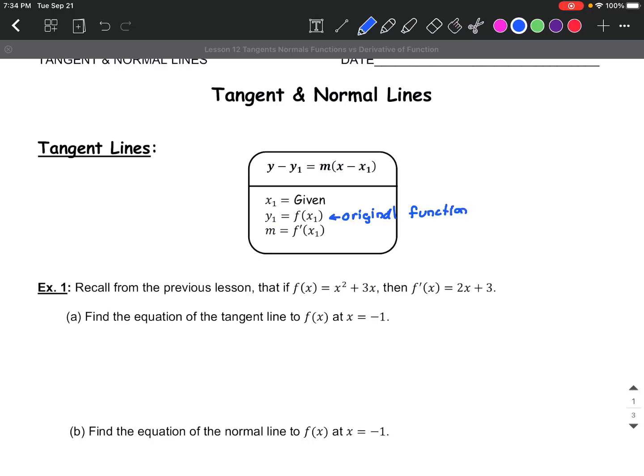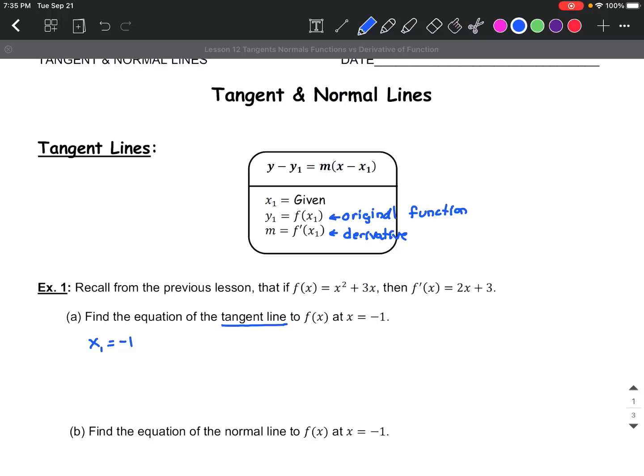Then, to find the slope of a tangent line, we substitute the x into the derivative because the derivative is the slope of the tangent line. So let's try this example. We did on a previous day, we used the definition of derivative to find that f of x equaling x squared plus 3x, its derivative would be f prime of x is 2x plus 3. So now we want to find the equation of the tangent line to f of x at x equals negative 1. So notice there's our x value, negative 1.